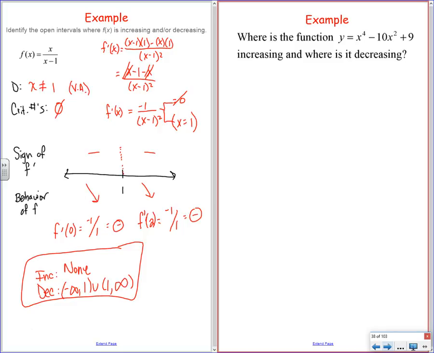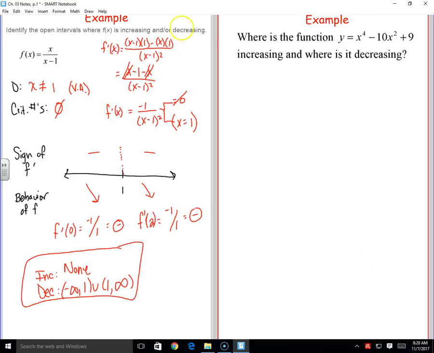So, how about the polynomial? Do you guys need to see the steps, or can I zoom in on the example? You can zoom in. Okay. Polynomial, write it down. Same thing. Where is it increasing? Where is it decreasing? x to the fourth minus 10x squared plus 9.